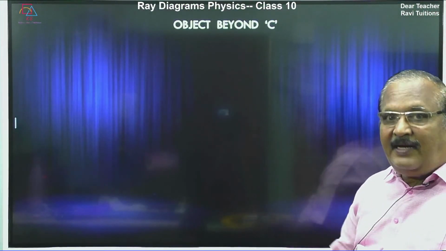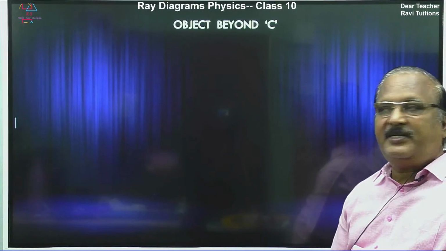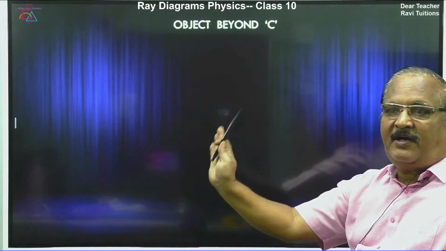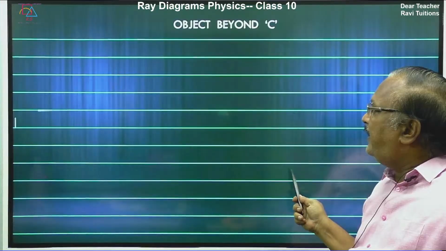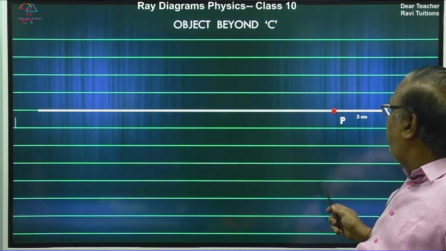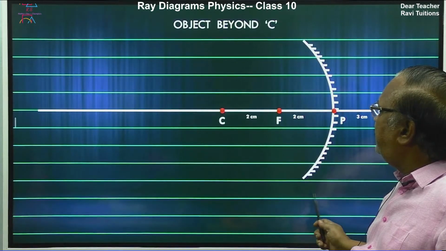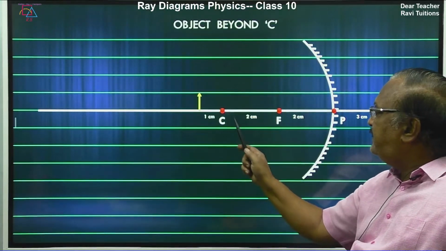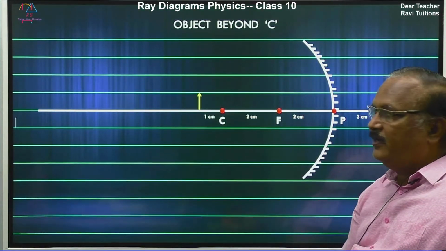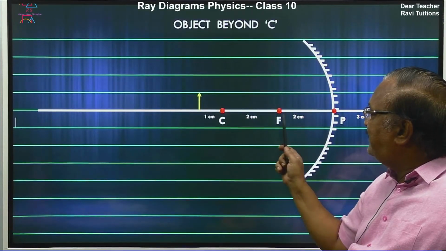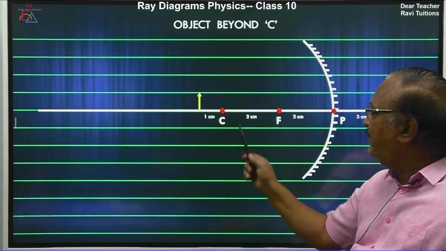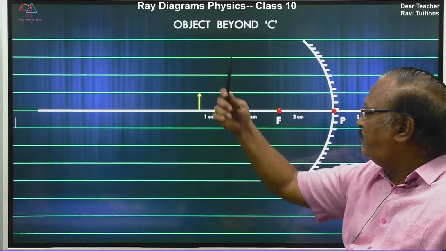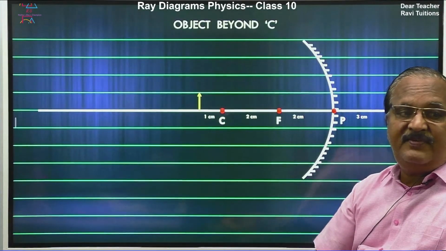So now let us keep the objects. First case, beyond C. That means you have to keep the object beyond C, after C. Okay. So now let us draw the setup: principal axis, pole, and all these things are normal. You have the center of curvature and keep the object here, beyond C, on the other side of C. Okay. Beyond means it is more than the focal length. Between C and F it should be less. If it goes more than the radius, we call it infinity.